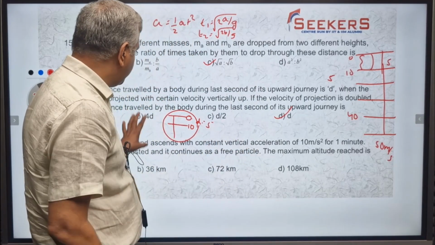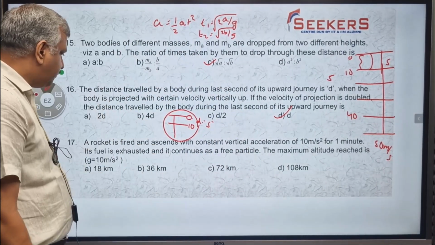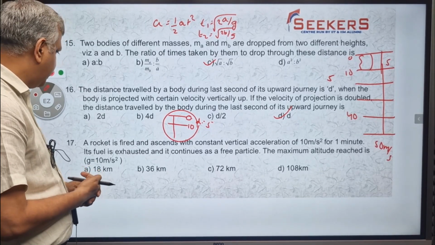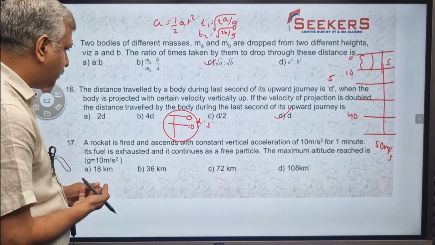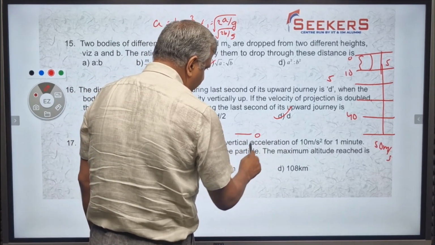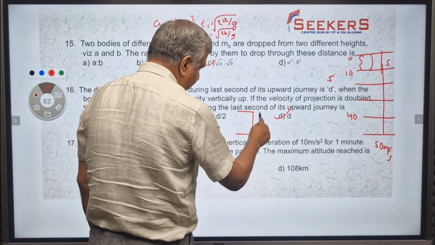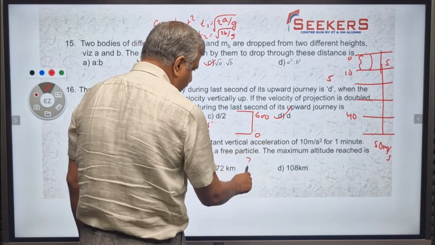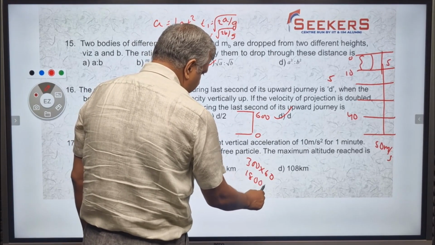So now when I break up the question into smaller parts, there is a very elegant solution which has come up. A rocket is fired and ascends with constant vertical acceleration of 10 meters per second squared for 1 minute. Its fuel is exhausted and it continues. The maximum altitude reached by the particle, so we can find out. First it was 0, then it accelerated at 10 meters per second squared for 1 minute, so that is 60 seconds. So it reached 600. So here the average velocity is 300. So 300 into 60 will give you 18 with 3 zeros.